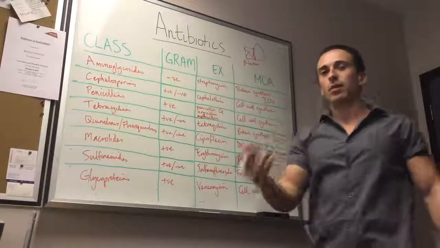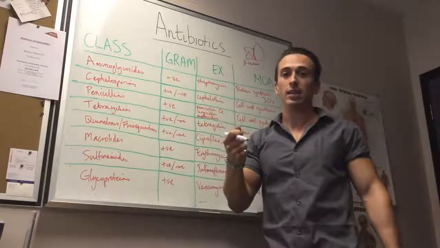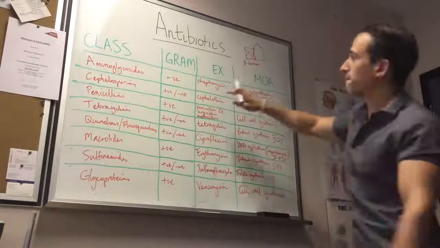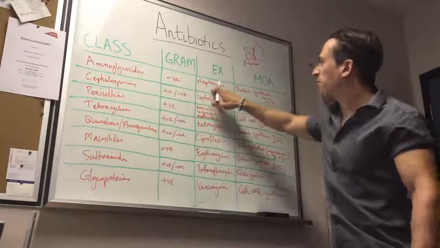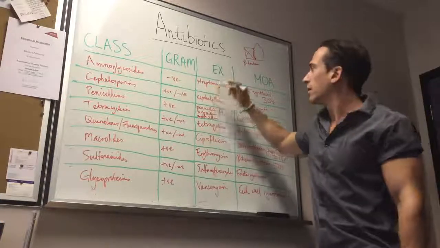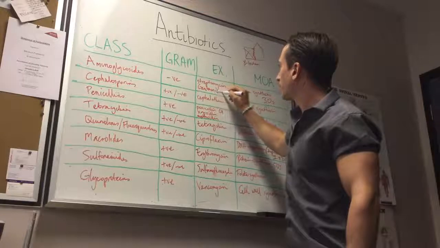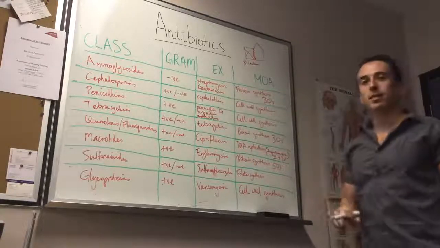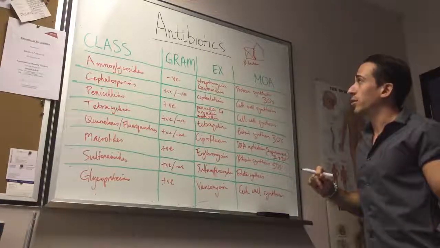Now, obviously, there are some other antibiotics that do not fit within these classes. One important one is gentamicin. Gentamicin has a very similar effect to these aminoglycosides, very similar to streptomycin. It has its effect by inhibiting protein synthesis, specifically the 30S subunit.